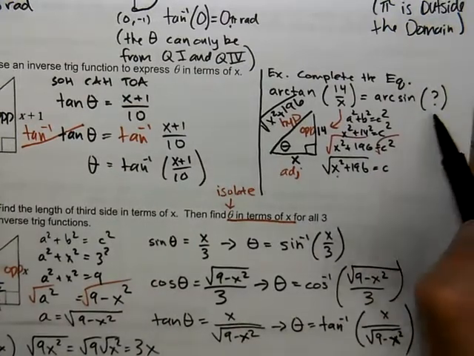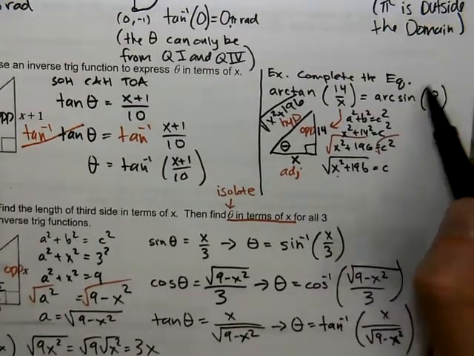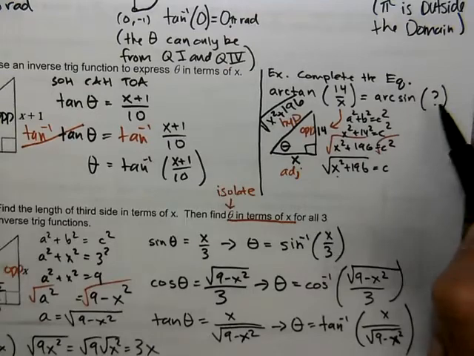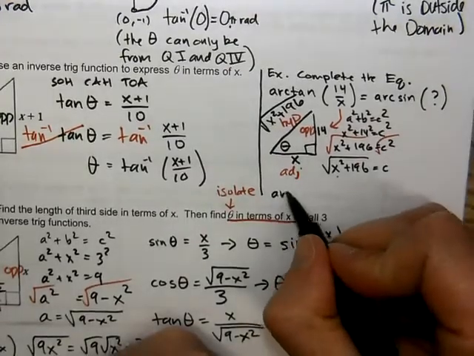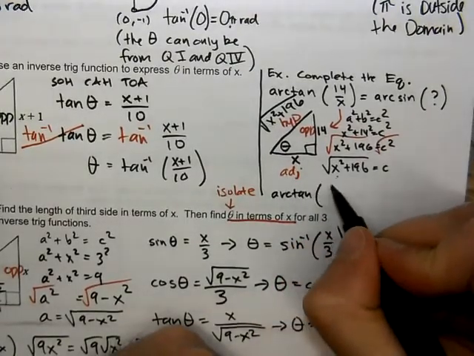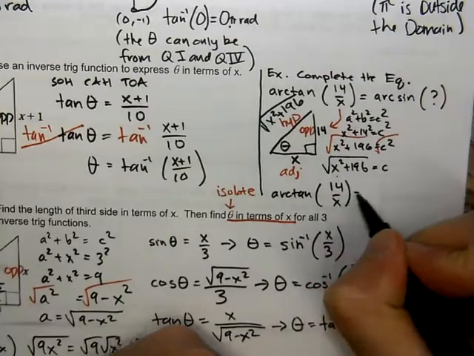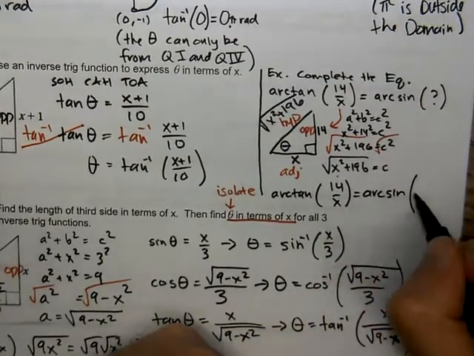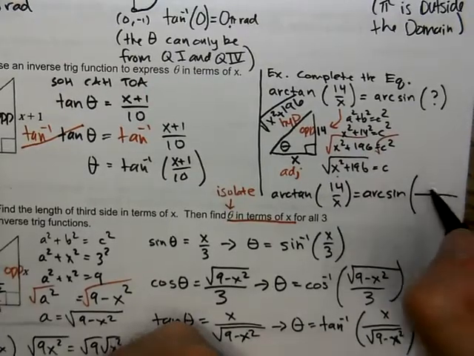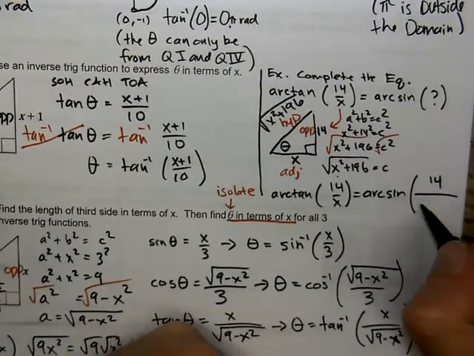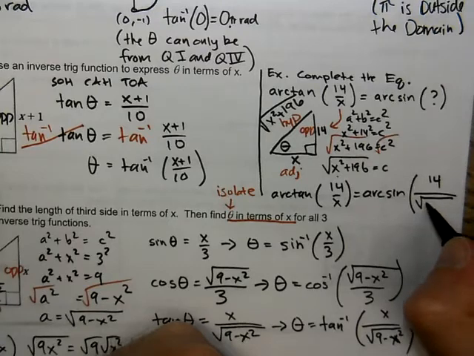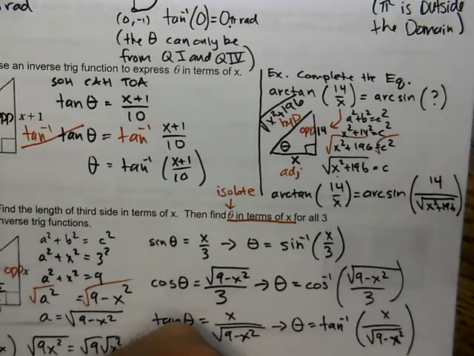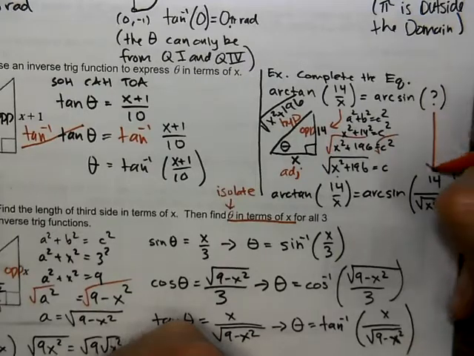Now we can answer the question because the sine ratio is going to be the opposite over the hypotenuse. So arctangent of the ratio of 14 over x equals arcsine of this ratio. We said opposite, which is 14, over the hypotenuse, which is that square root of x squared plus 196. So there is the answer.